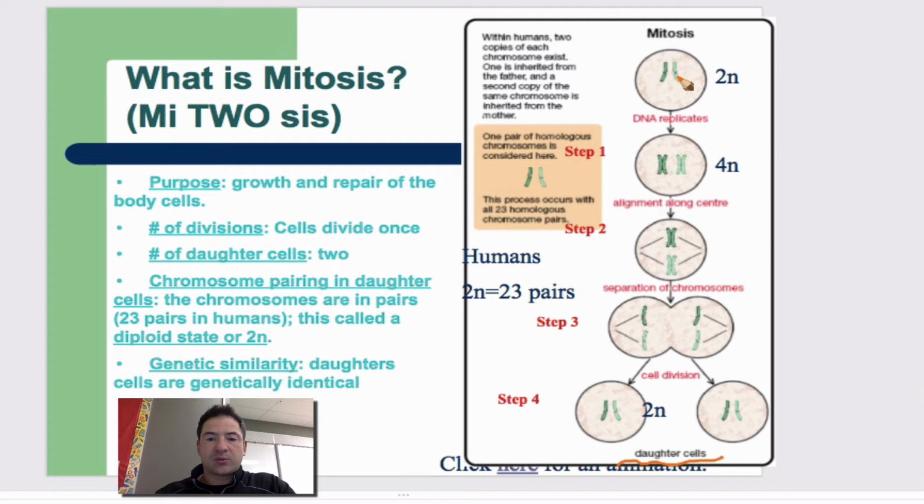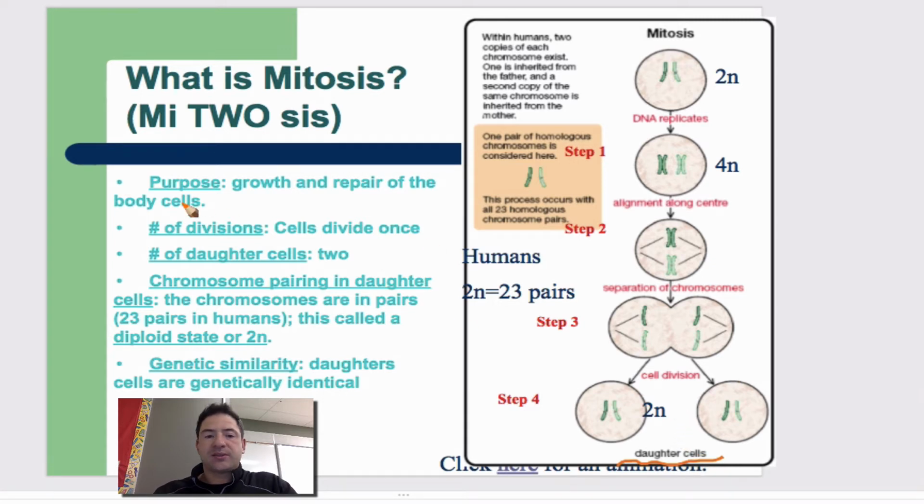So there were two chromosomes here. You notice there are two there. So there's one pair there, one pair, one pair. Now keep in mind in each cell we have 23 pairs of chromosomes. So what you're actually going to see here is 23, but to simplify this process, we just put one pair. So again, it produces two identical daughter cells.